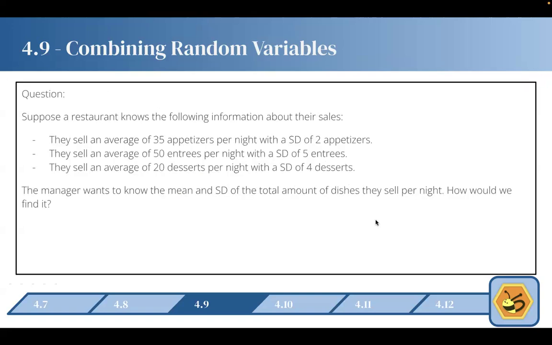Suppose a restaurant knows the following information about their sales. They sell on average 35 appetizers per night with a standard deviation of 2 appetizers. They also sell an average of 50 entrees per night with a standard deviation of 5 entrees, and an average of 20 desserts per night with a standard deviation of 4. The manager wants to know the mean and standard deviation of the total amount of dishes they sell per night. How would we find it? So the total amount of dishes implies what?